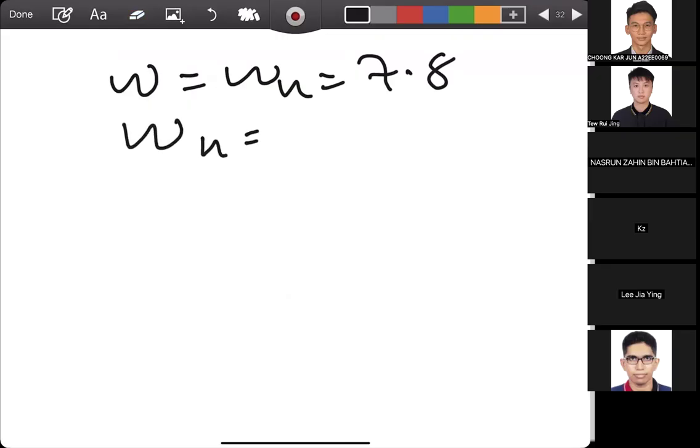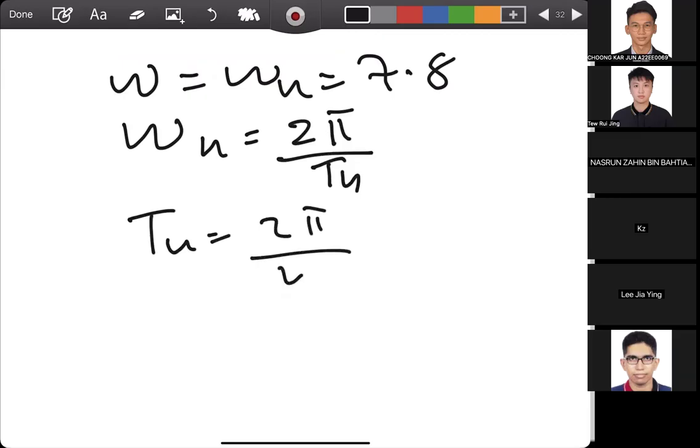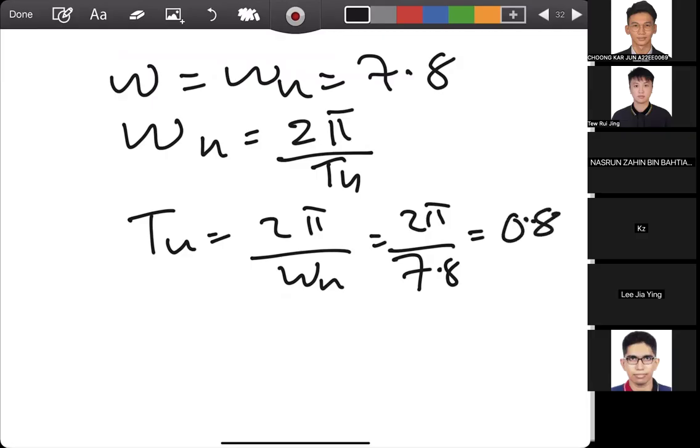Omega U is 2 pi divided by TU. TU is 2 pi divided by omega U, 7.8. So TU is 0.806.